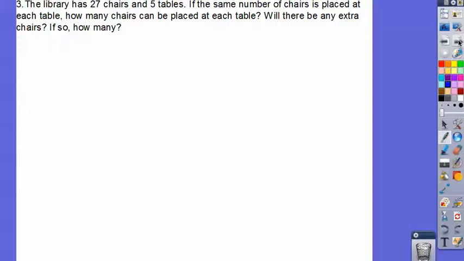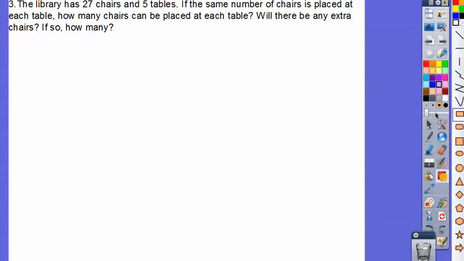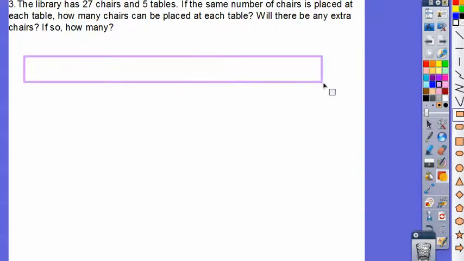The library has 27 chairs and 5 tables. If the same number of chairs is placed at each table, how many chairs will be placed at each table? Will there be any extra chairs? If so, how many? So now we're doing the exact same thing. We can do it with tallies, or we could do it with a bar. I'm going to do it both ways again, because I myself find it easier to do the bars. Some people find it easier to do circles or tallies.